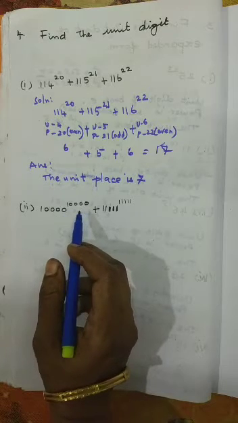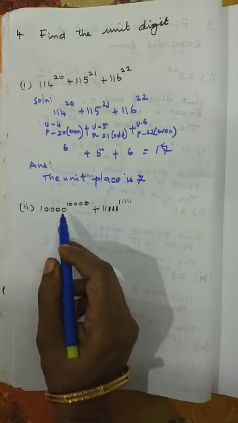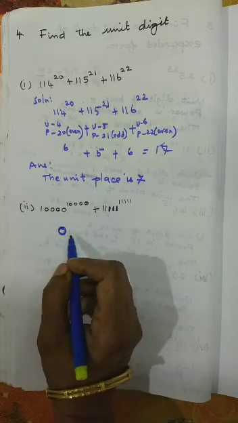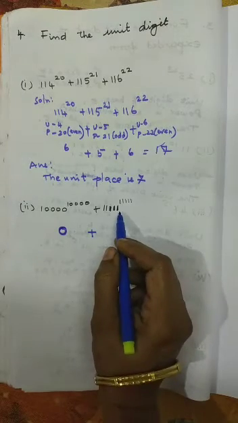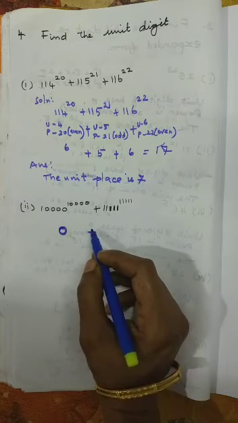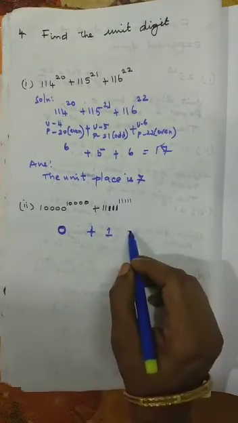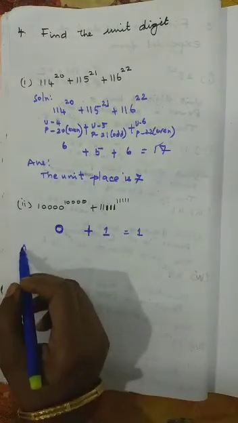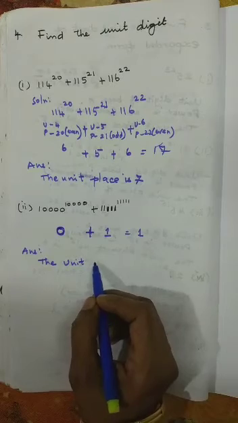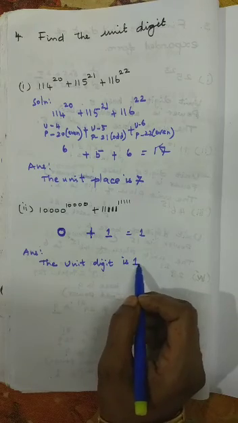10,000 power 10,000, isn't it? Anyhow, the base is 0 and the power is even. Even or odd, the units place is 0. Plus here also 1. The power also even or odd, 1 into 1 is 1. 1 into 1, 1, 1 is 1. So here also the units place is the same, 1. Now add these two. 1. So the answer, the unit digit is 1. Have you understood?